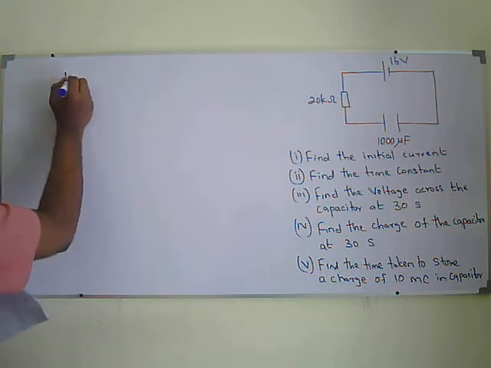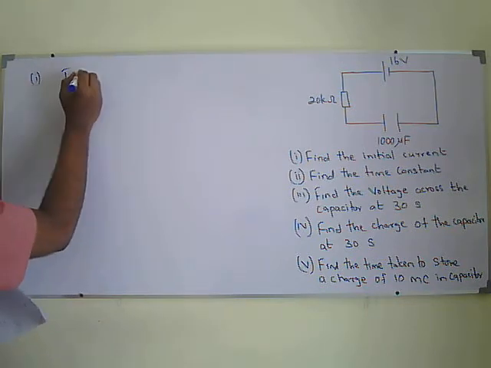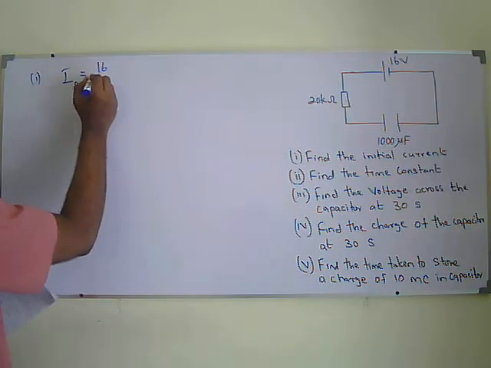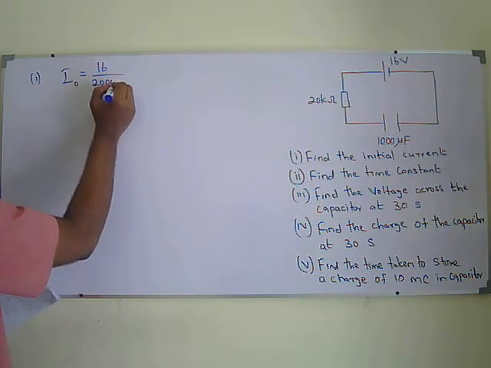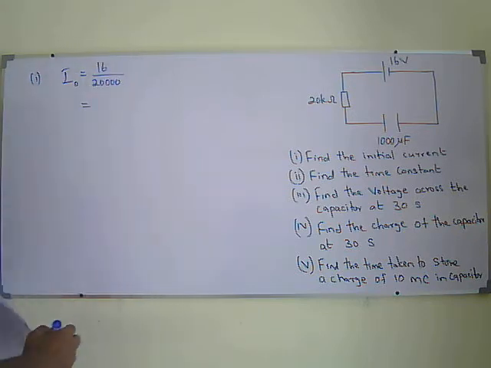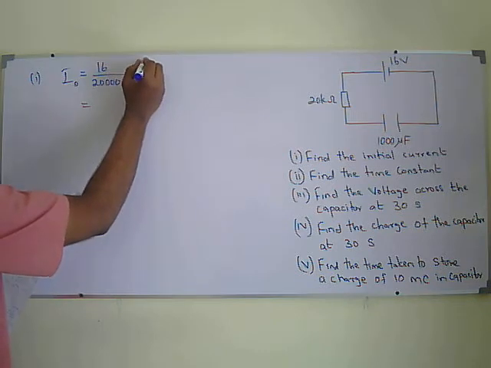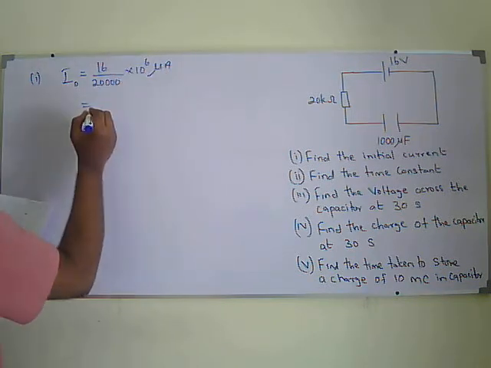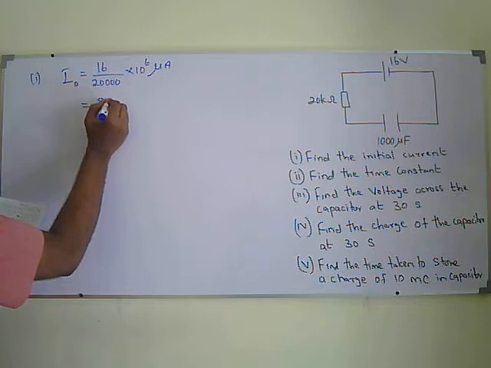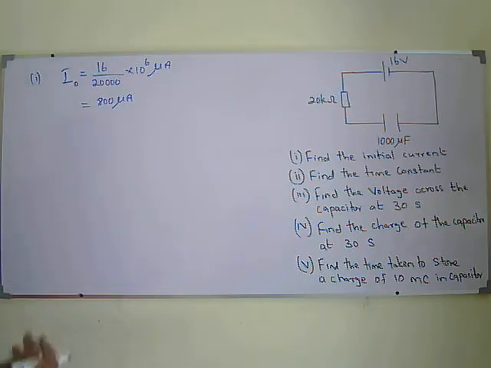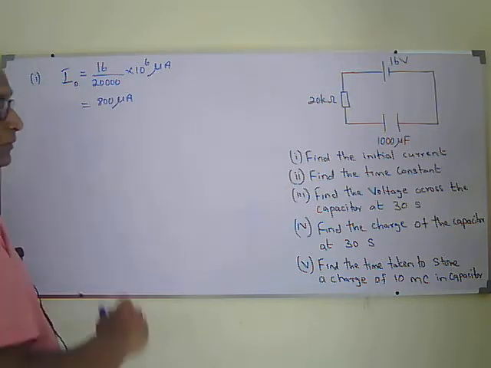So the initial current is given by I naught equals V naught over R, that is 16 over 20,000, so you'll get it in amperes. That will be 800 microampere. I can give it in ampere, but I just put it in microampere, otherwise there will be a lot of decimal points.